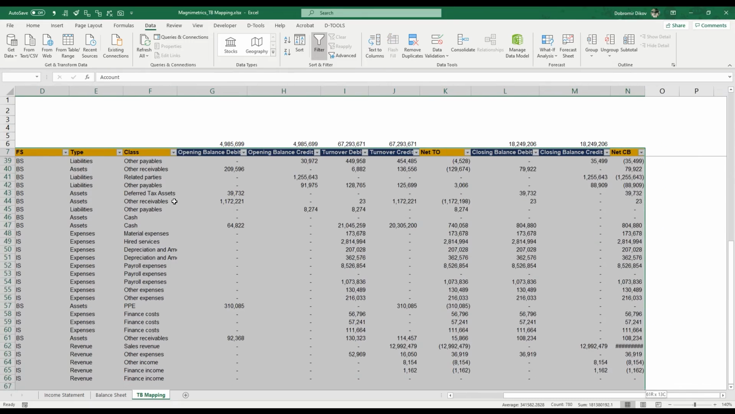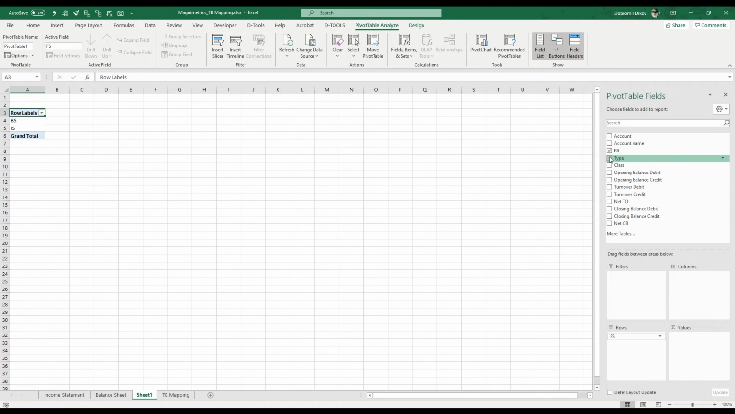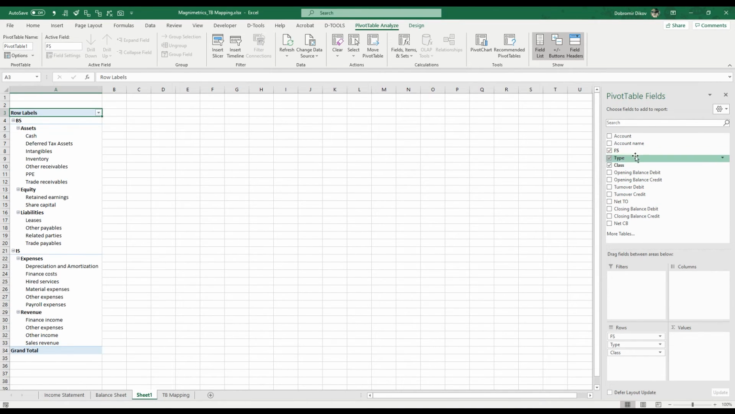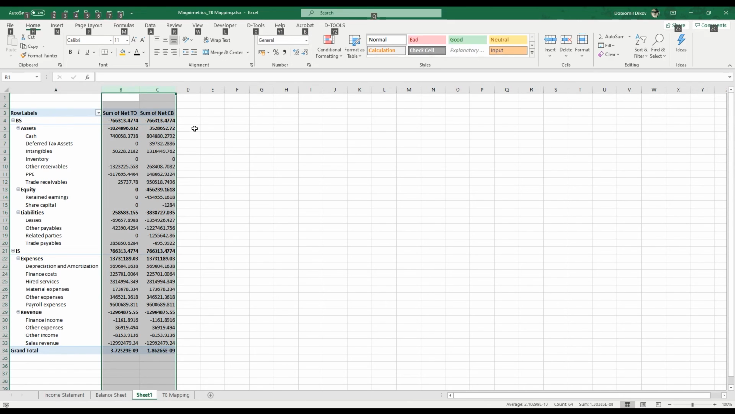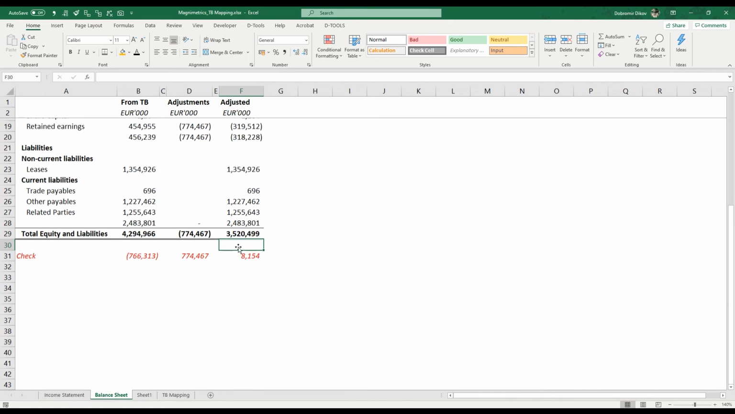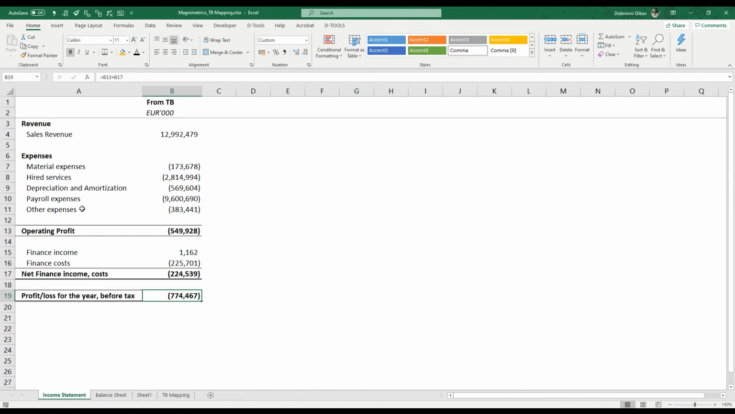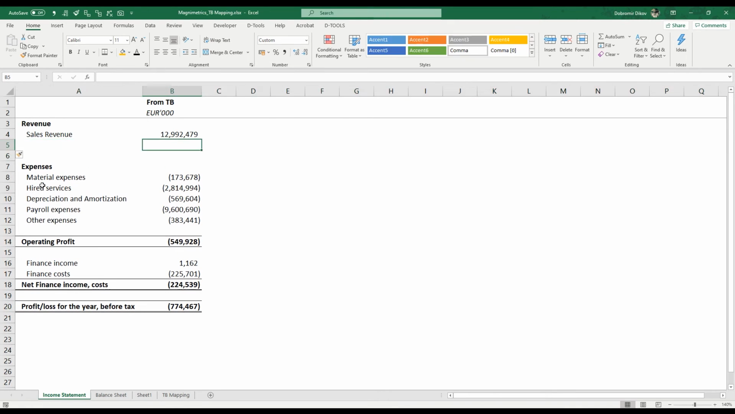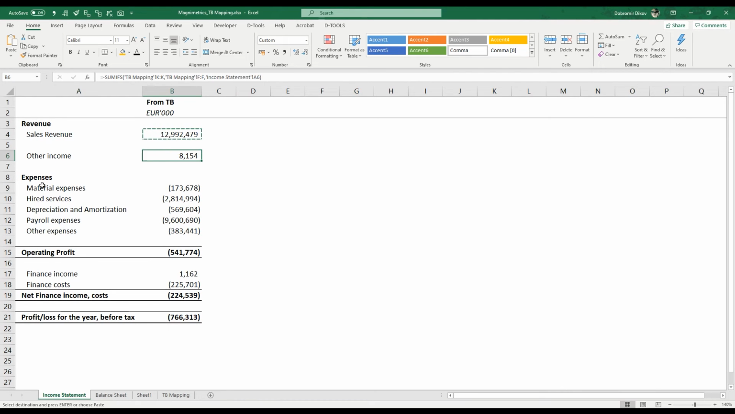So the easiest way to do that is we're just going to select our whole table, create a pivot table, and just use the FS, the type, and the class. Just use our net turnover and net closing balance. Just by going here, I can already see what's my difference, 8,000. You see that here I have 8,000 other income. And yeah, I switched everything to other expenses, and I didn't include my other income. So what I can do is just add a few lines here, other income, and if I just copy my formula, everything should be fine.